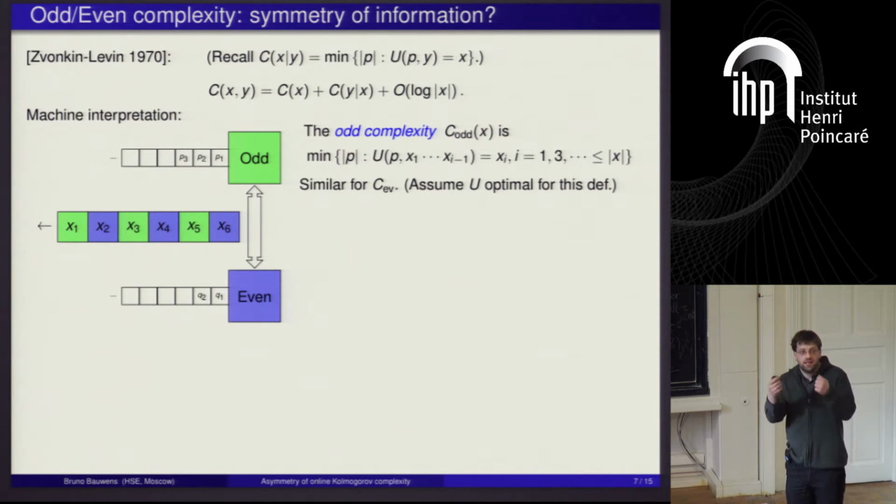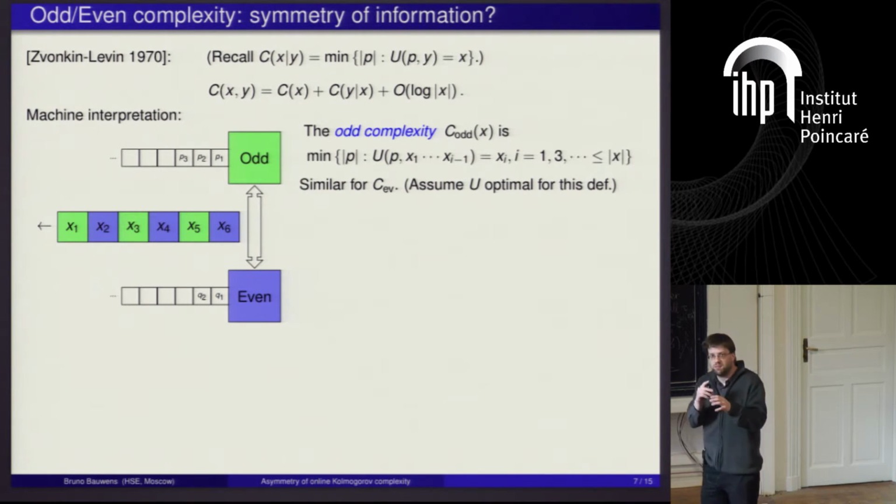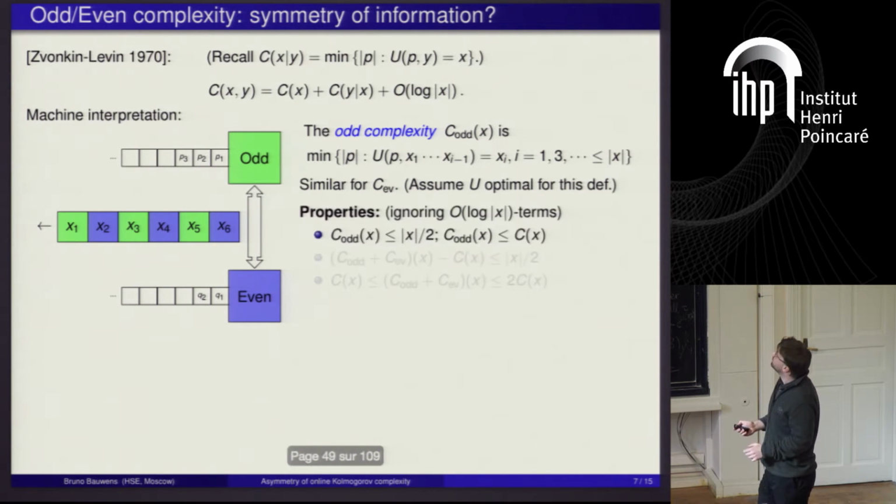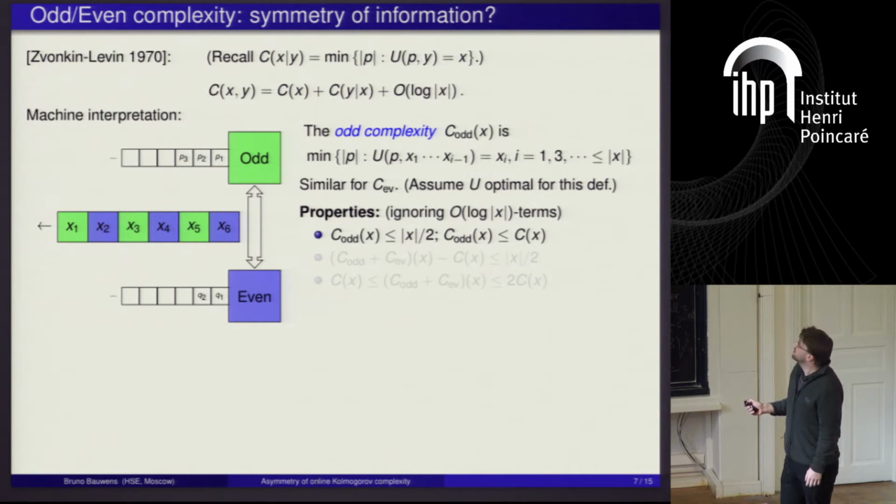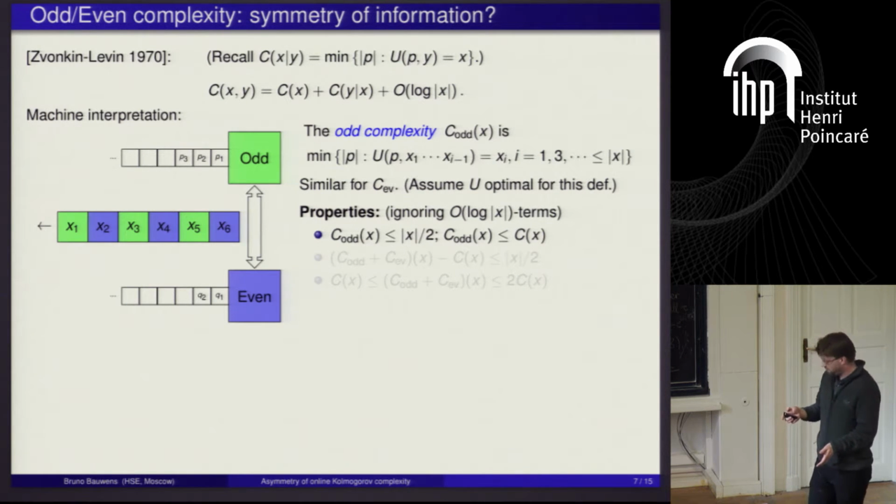Given each next even bit, produce the next odd bit, for all bits. So here are the properties. Odd complexity is at most half of the length of the string, because the program has to print only half of the bits. The odd complexity is also bounded by the complexity, because if you can print the full dialogue, you can also print only your lines of the dialogue.